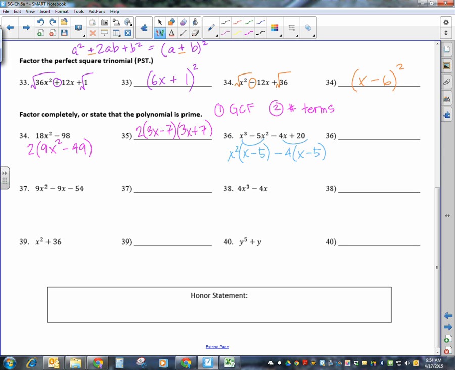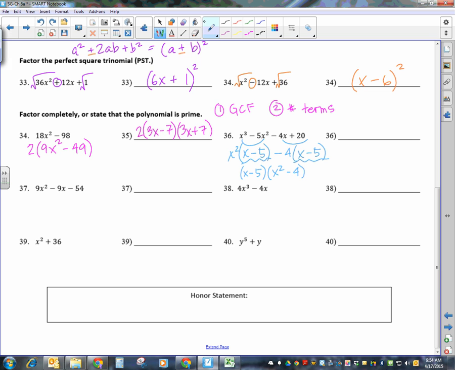And I'm hoping it's x minus 5, but I'm going to check. Minus 4 times x is minus 4x. Minus 4 times minus 5 is positive 20. So here's my common factor. And I don't know if you can see what's left here. This is (x minus 5)(x squared minus 4).